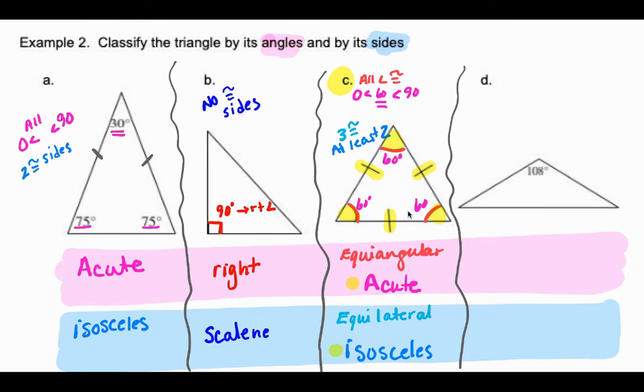Our last one here has one angle that's measured, and this happens to be an angle that is bigger than 90, and it is less than 180, which makes this obtuse. And when we look at the sides, there are no congruent sides. So that makes this scalene.